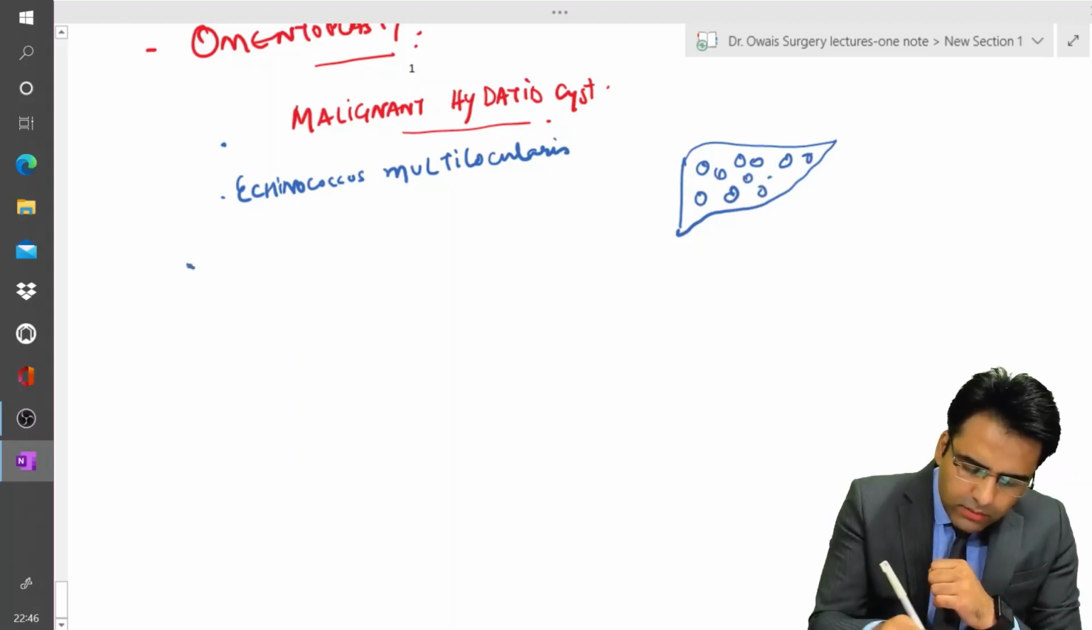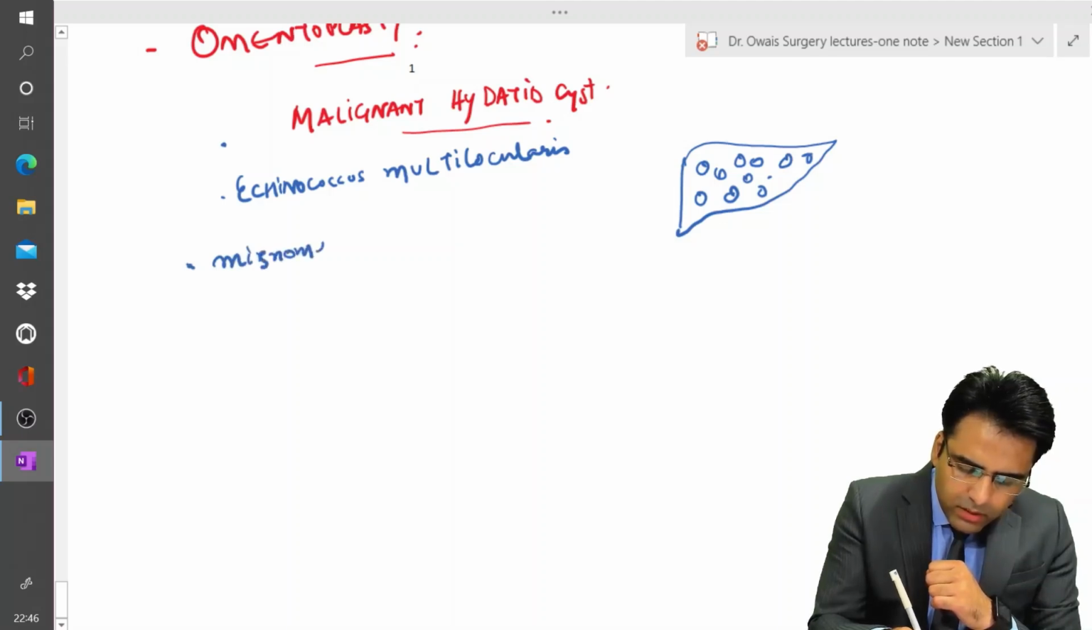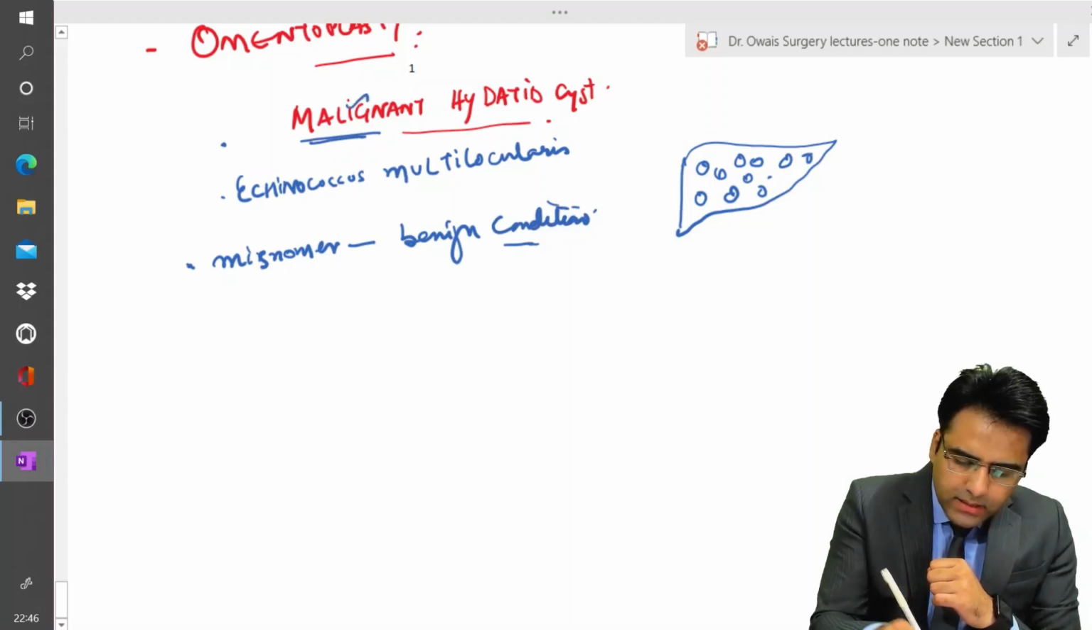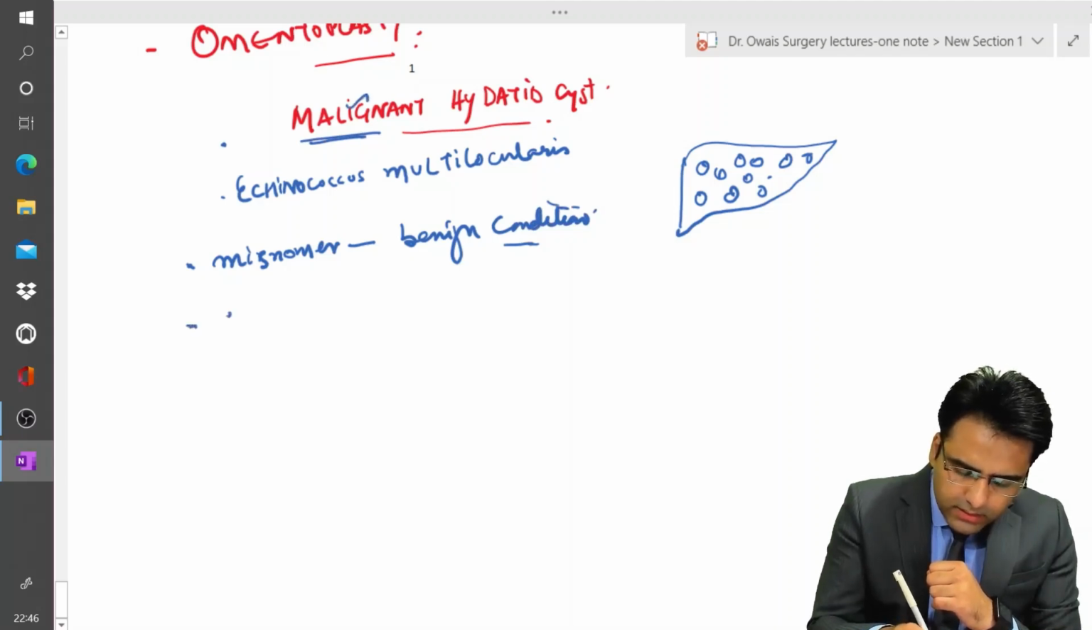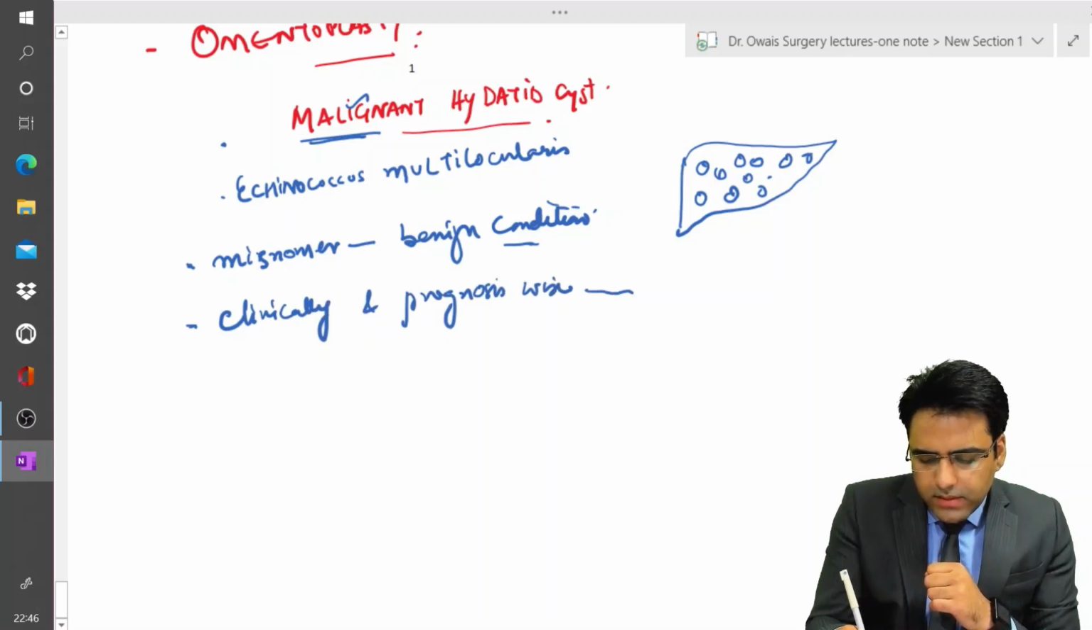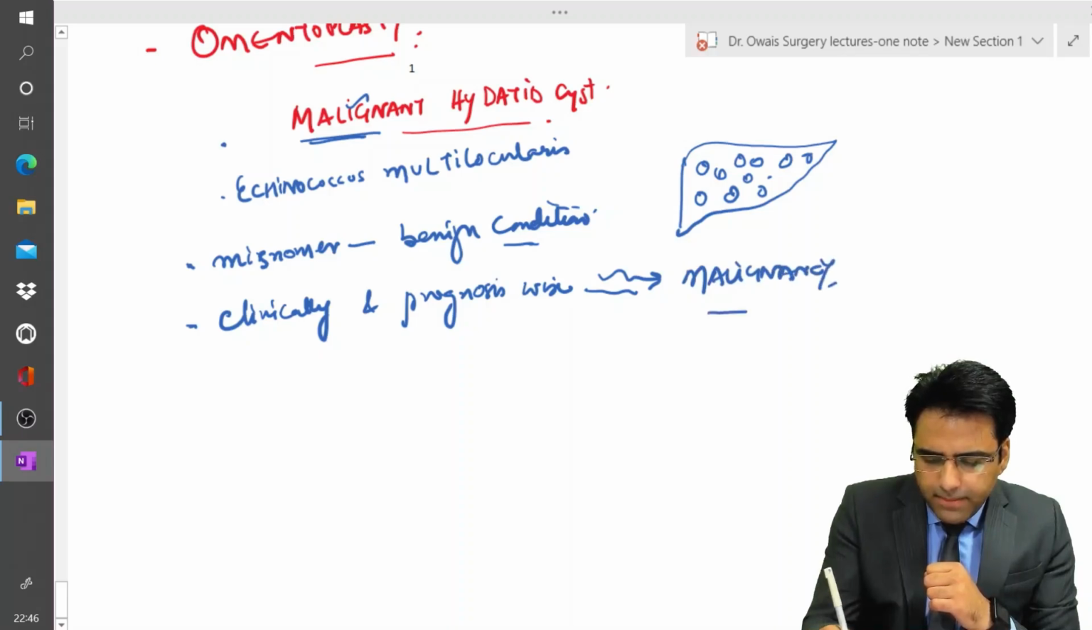Clear? Now, I told you it is a misnomer. Why? Because it is a benign condition. Why is it called malignant hydatid cyst? Because clinically and prognosis-wise, it resembles malignancy.